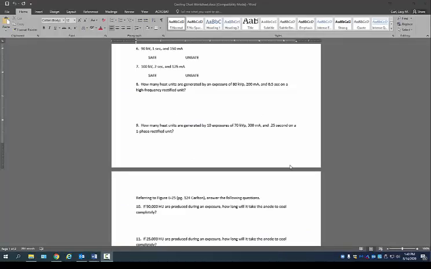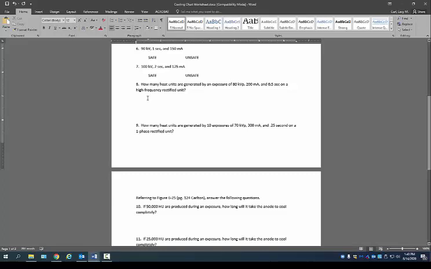Next, let's take a look at heat units. Number 8. How many heat units are generated by an exposure of 80 kVp, 200 MA, and 0.5 seconds on a high frequency rectified unit? The constant for high frequency is 1.4. The constant for one phase is just 1.